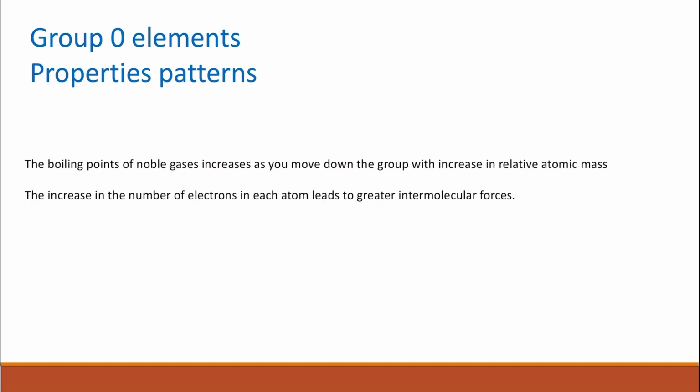The main reason the boiling point increases is that as you move down the group, there is an increase in the number of electrons in each atom, which leads to an increase in the intermolecular forces. This is an attraction force between the different atoms. If we increase the intermolecular forces between the atoms, that means you need higher energy, a higher temperature, to separate them. So the boiling point will increase down the group.